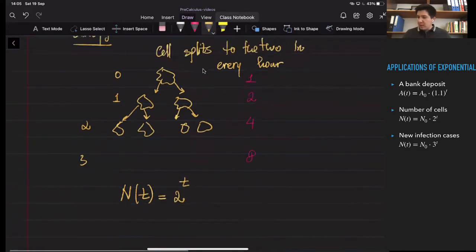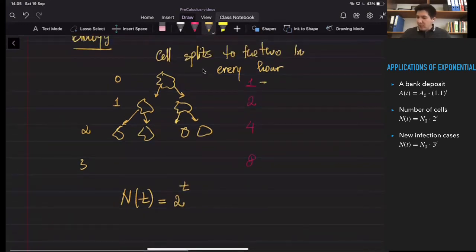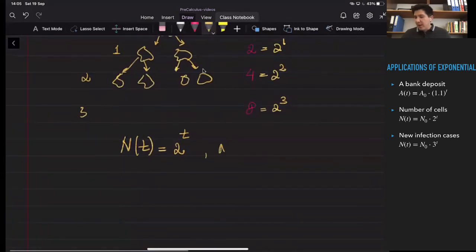And indeed, 2 to the power of 0 is equal to 1, 2 to the power of 1 is equal to 2, 2 to the power of 2 is equal to 4, 2 to the power of 3 is equal to 8, and so on. So if I would like to know how many cells we are going to have after 10 hours, that's going to be 2 to the power of 10, which is 1,024. So this is again an example of an exponential number in biology.